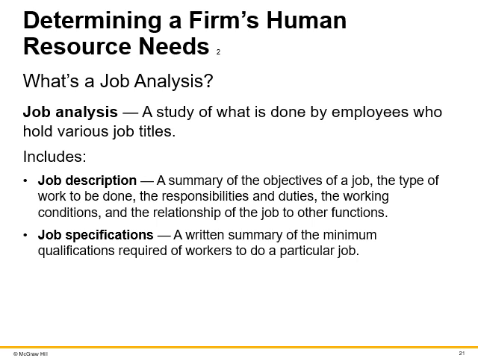A job description specifies the objectives of the job, the type of work, the responsibilities and duties, working conditions, and job relationships to other functions. Job specifications are written summaries of descriptions about the job, like minimal education and skills the person needs to do a job.